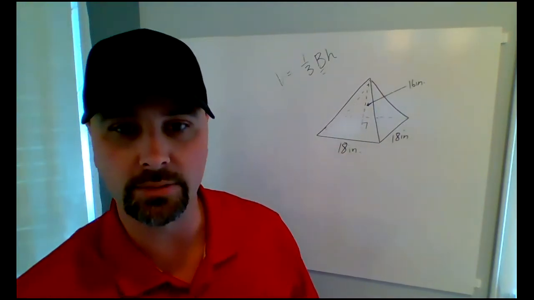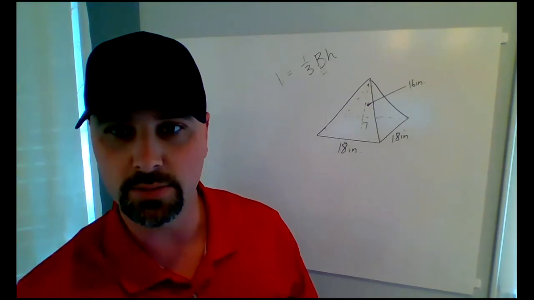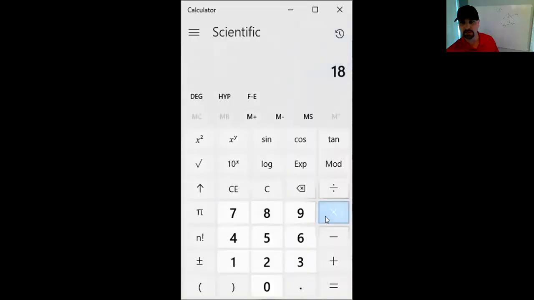And so 18 times 18 is, let's see what that is. 18 times 18 is 324.